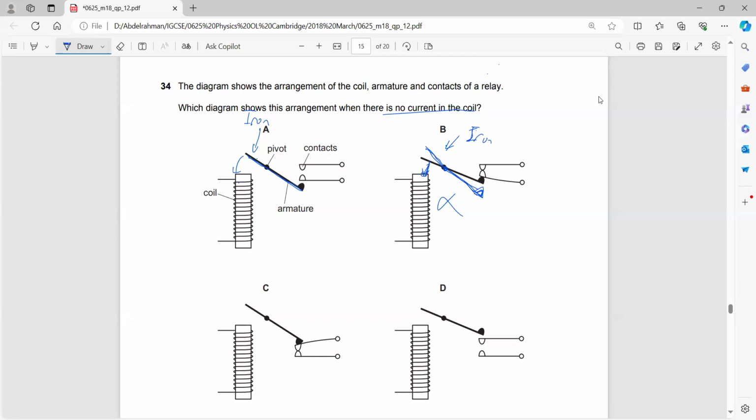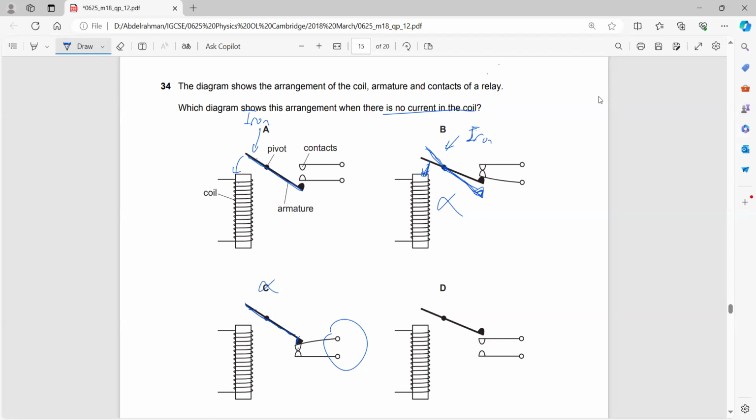In C, it's falling, and C could be right, but the problem is when the armature is facing downwards and the contacts are now touching, the circuit on the other side is now operating. There's a current in the other circuit. Should there be a current in the other circuit? No, there shouldn't be.